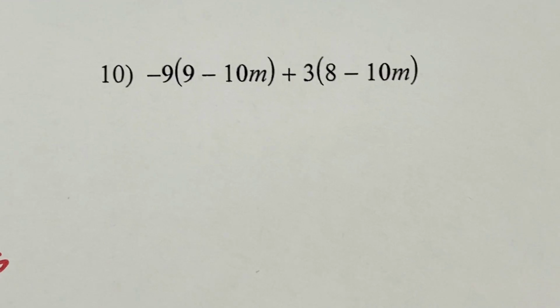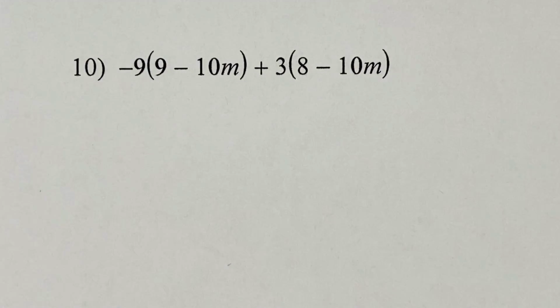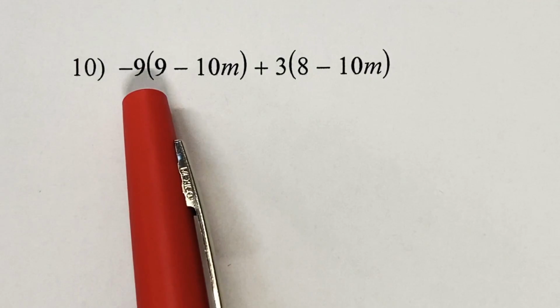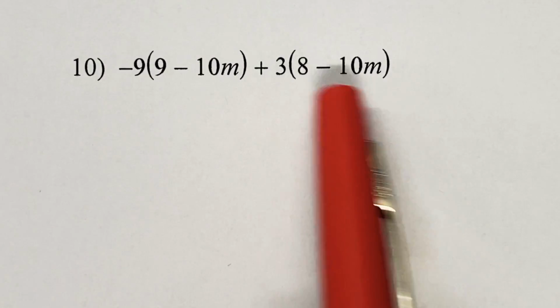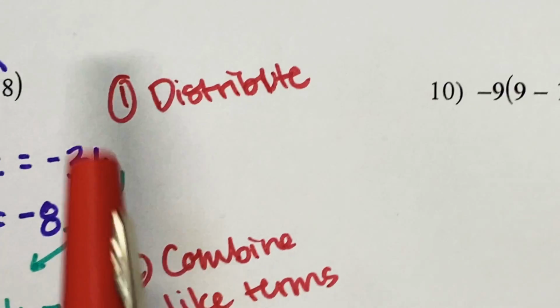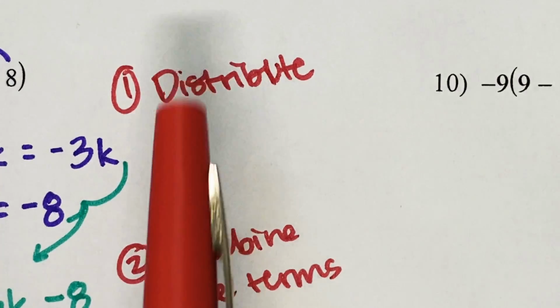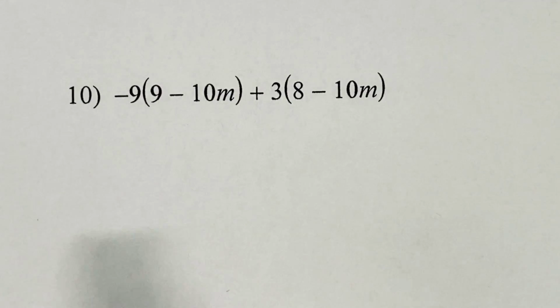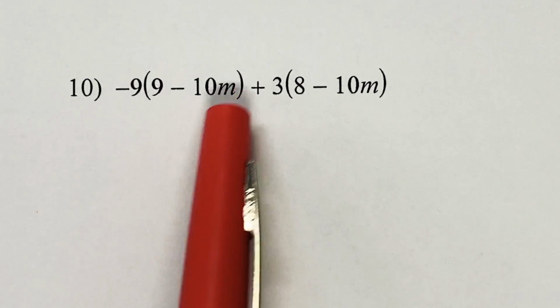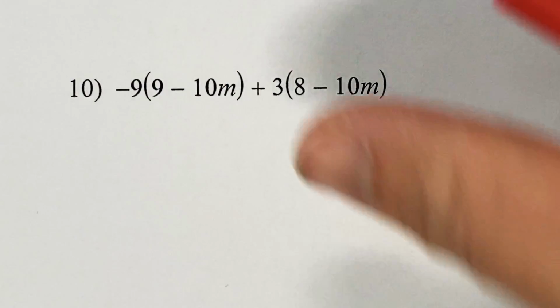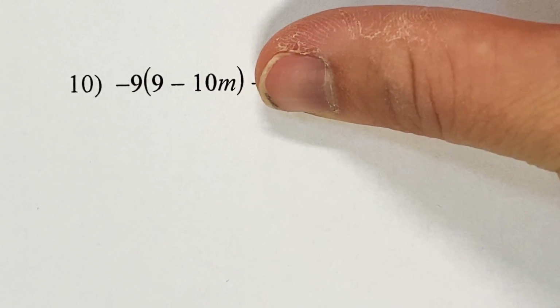Alrighty. Okay, so let's look at 10, our very last example. So this one is a little different because now how many sets of parentheses do we see? Okay, I see 2 sets of parentheses. I see these parentheses and I also see these parentheses. Okay, but our steps are going to be the exact same. We must distribute before we combine like terms. Okay, so let's just take it one set of parentheses at a time. Let's look at this first set of parentheses. So ignore the second set.